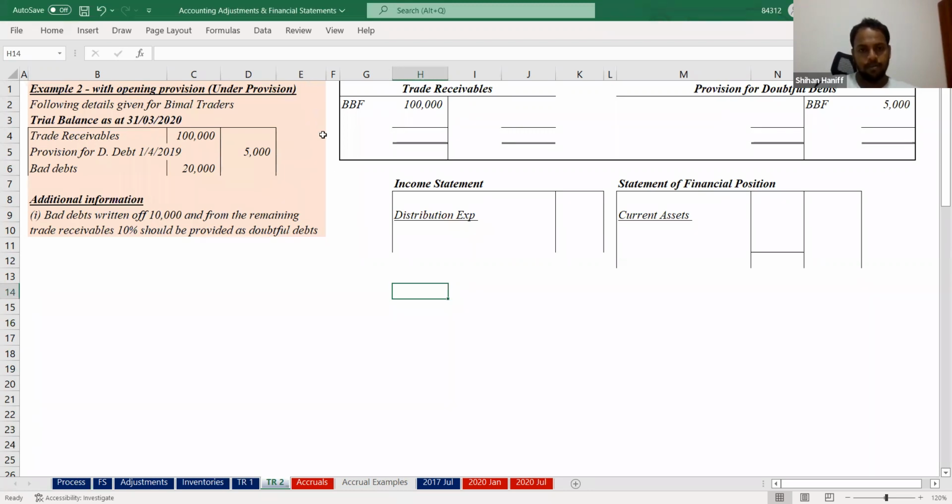So let me explain. Opening balance is done. Bad debt. Yeah. There's 20,000 open. So these are the opening balances. Then additional information, bad debt written off 10,000. Double entry, the same double entry which I gave earlier.